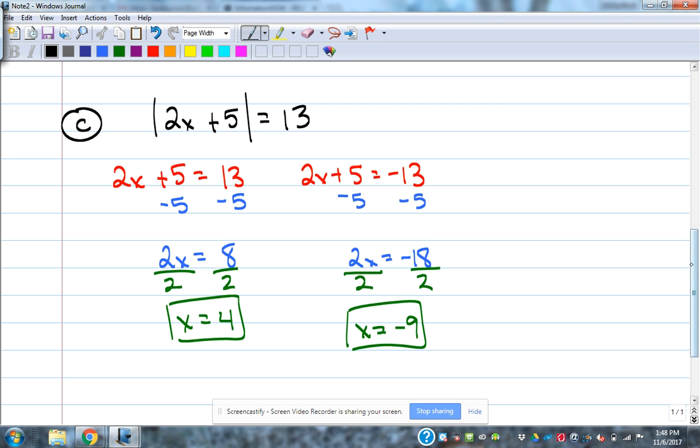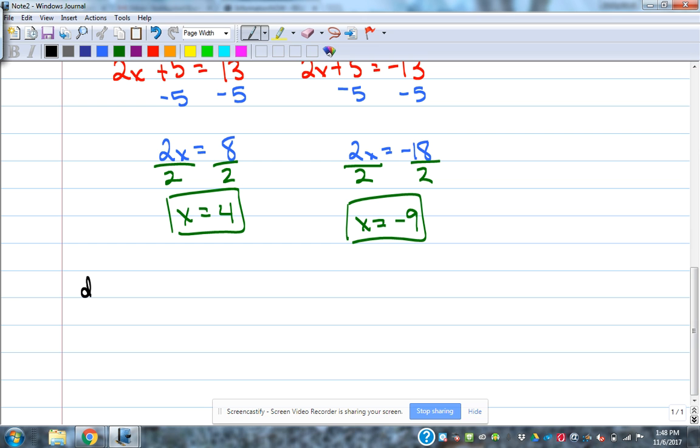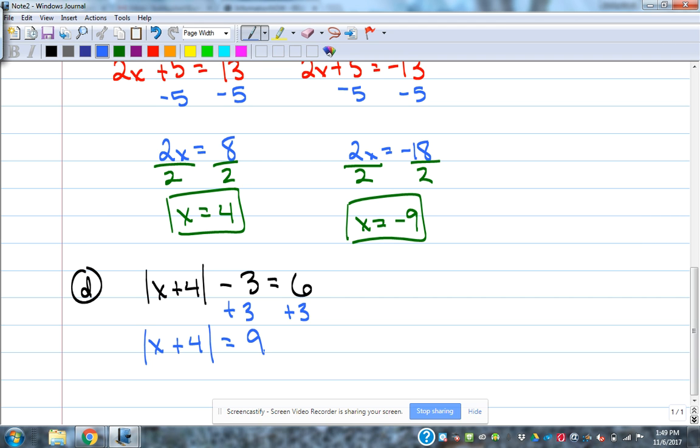Okay? So an example where it's not would be like this. Absolute value of x plus 4, then close your absolute value, minus 3 is equal to 6. So here we do need to add the 3 first before we set up our two equations. It does make a difference. If you don't get the absolute value by itself first, you're not going to set up the right equations. That'd be absolute value of x plus 4 is equal to 9.